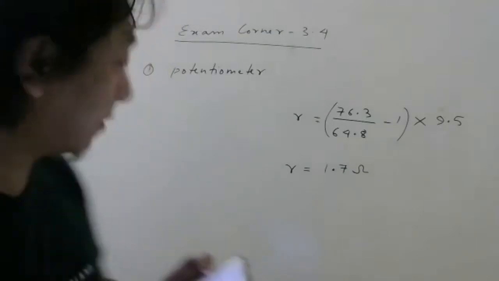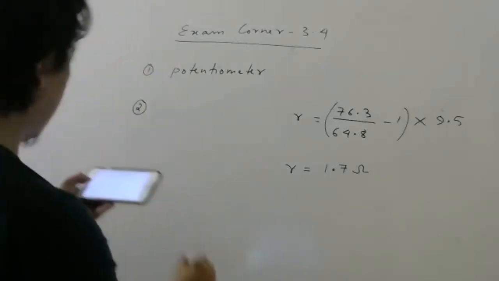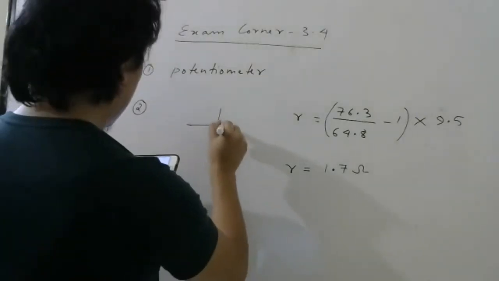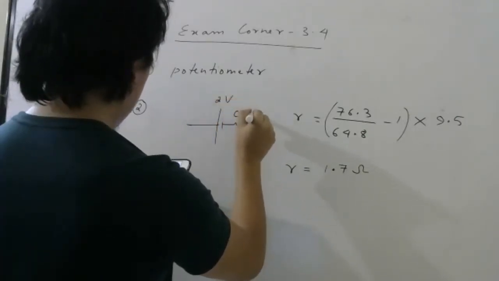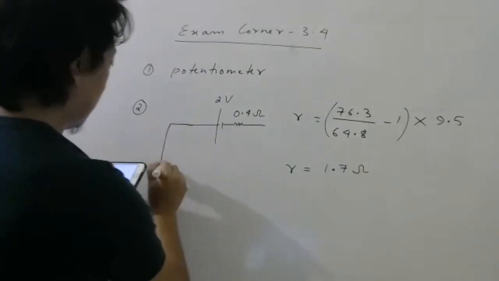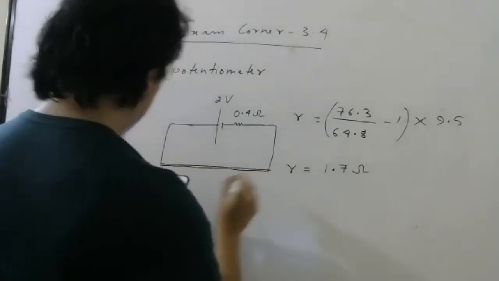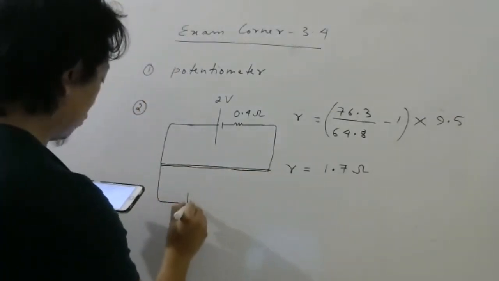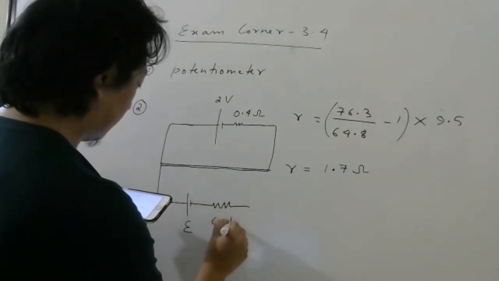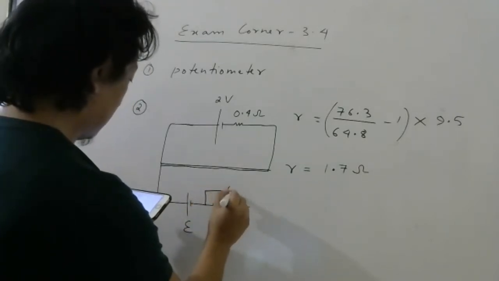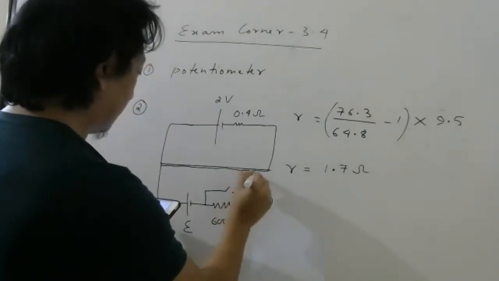Question number 2. For the circuit shown below, answer the following questions. So let us show the circuit. 2 volt, 0.4 ohm. Here there is this potentiometer wire. And here there is the cell that you want to measure. And here one high resistance they have put. And this is going to a galvanometer to a jockey.